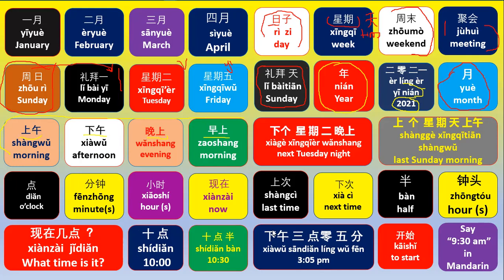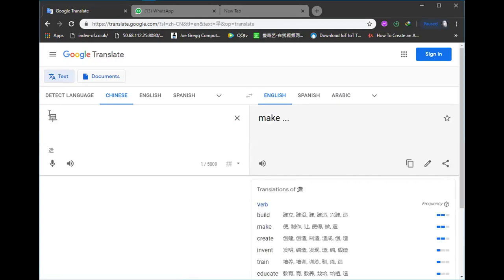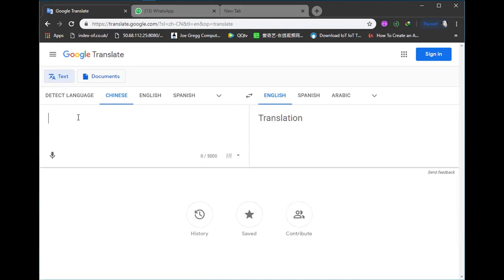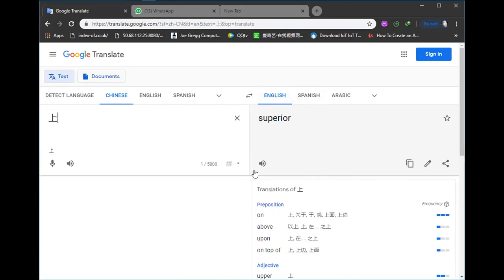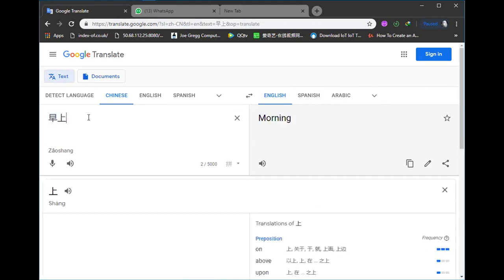In case you're wondering what the difference is, let's go through the differences, okay? We'll start with Cao. Cao generally means early. So here we have morning or early, if you want to use it as an adjective. And Shang means we are on or above or upon. So if you say Cao Shang, we are upon morning: 早上. So how do you say good morning?